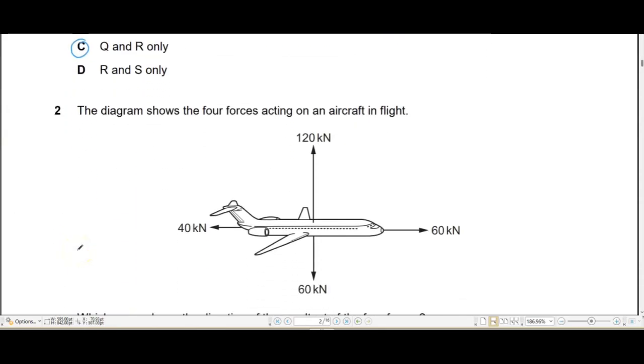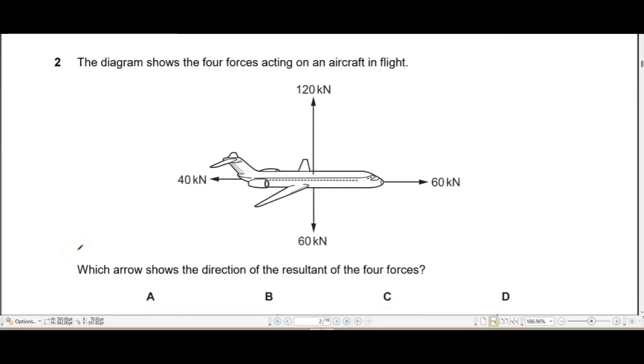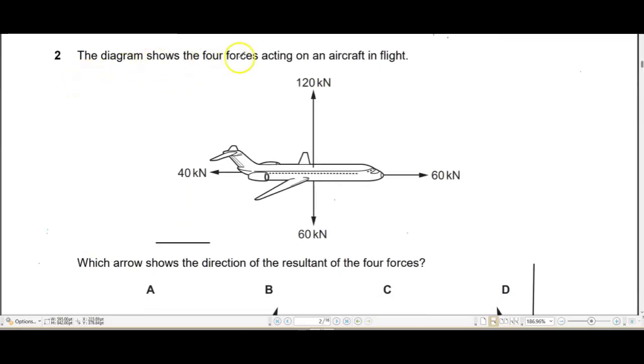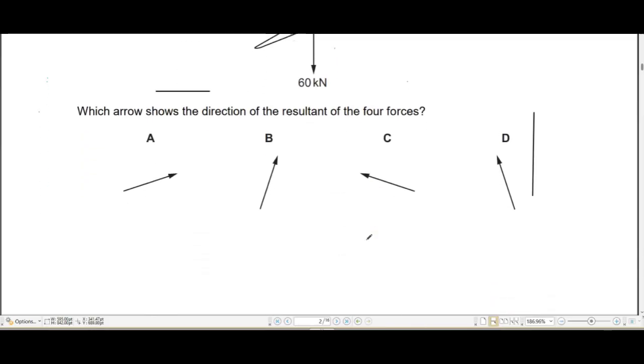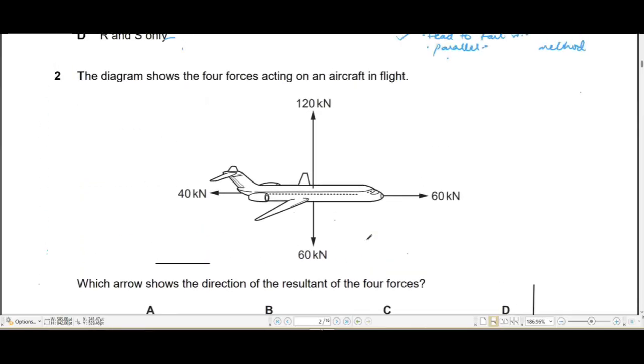Okay, moving on to our question number 2. Question number 2. The diagram shows the 4 forces acting on an aircraft in flight. Which arrow shows the direction of the resultant of all the 4 forces? Acha ji, these are the arrows.